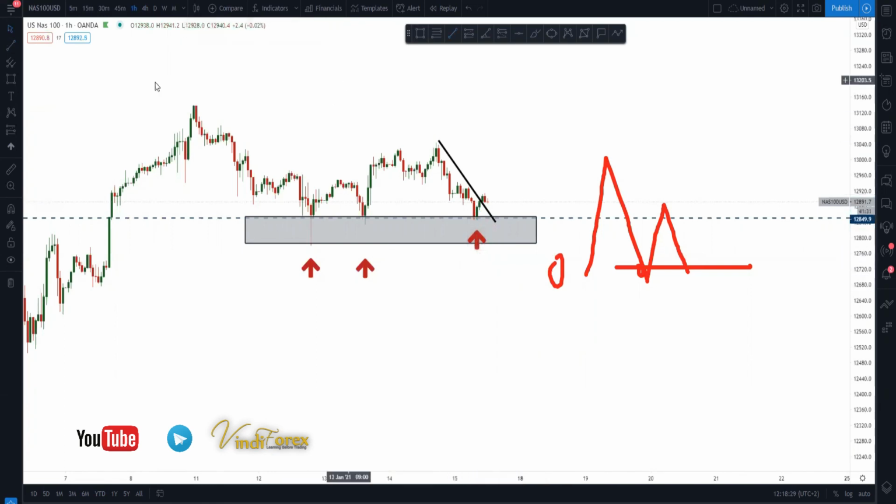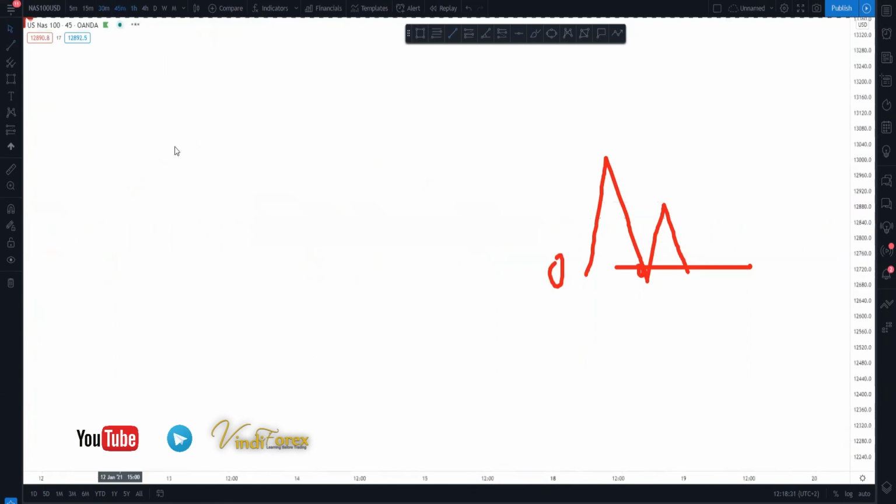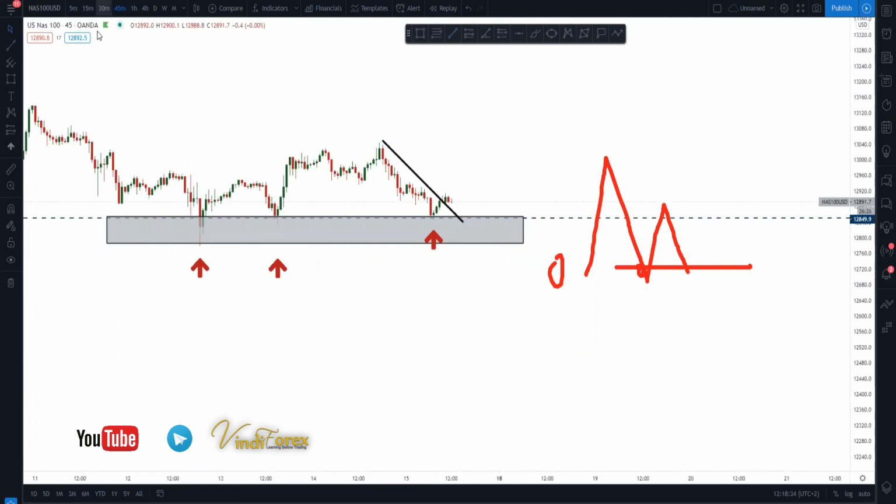So what we need to do obviously is to zoom into a much smaller time frame. 45 is still showing us the same thing.